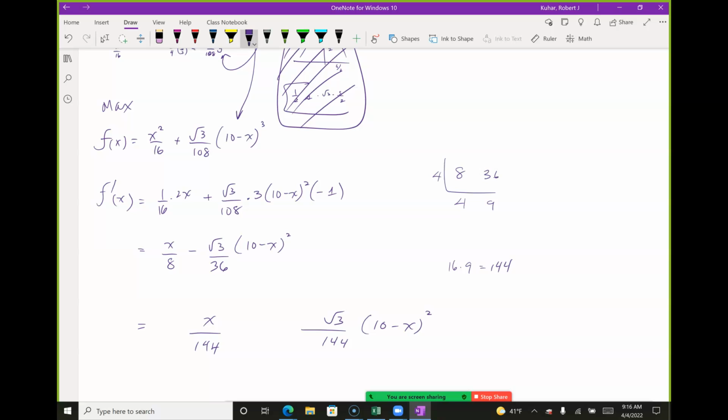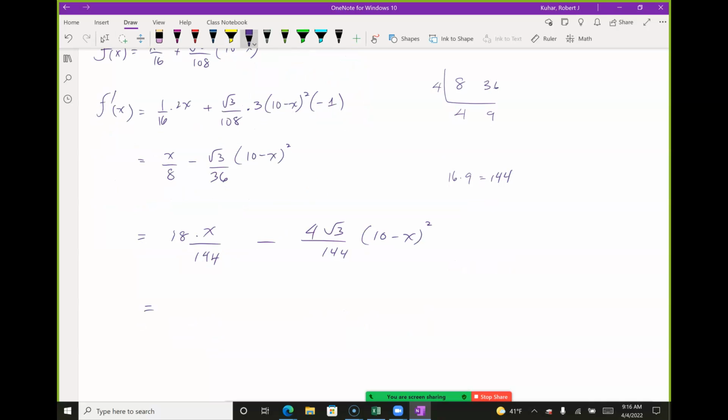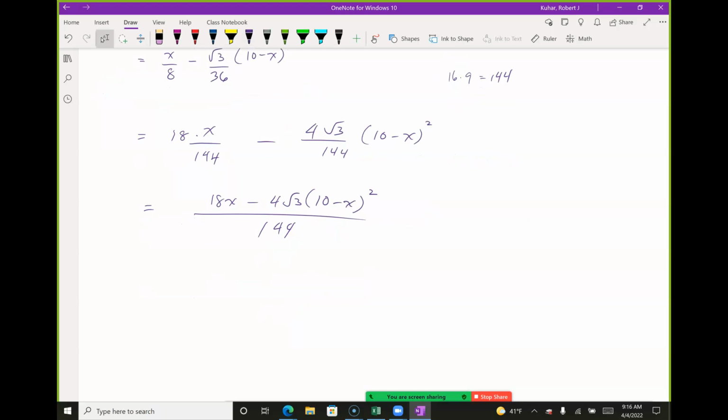So I just need to figure out, right, 144 divided by 8. I need an 18x here, and 144 divided by 36, 4. So I'm just getting an LCD, right? I don't care about that anymore. It's a constant. So it looks like I just got to set this numerator equal to 0, right?